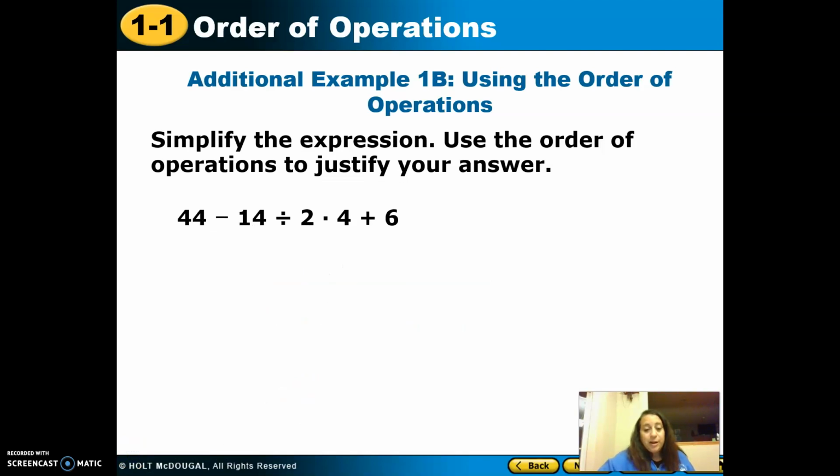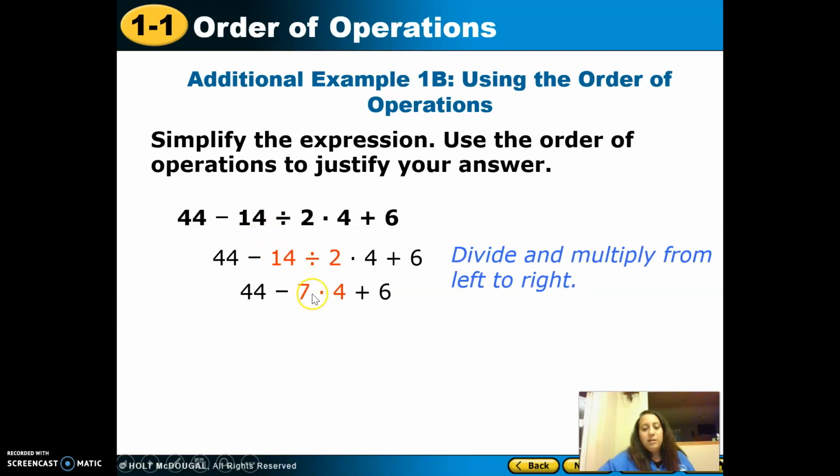This next one is a little bit more complicated. It has, as you can see, several different numbers. We have 44 minus 14 divided by 2 times 4 plus 6. The first thing, we have no parentheses, we have no exponents, but we do have multiplication and division. Remember the rule, though, it's left to right. So we're going to do 14 divided by 2 first. If you do 2 times 4, you're not going to end up with the right answer. Drop down what you're not using, 44, the minus sign, and then 14 divided by 2 is 7. Drop down the rest, times 4 plus 6.